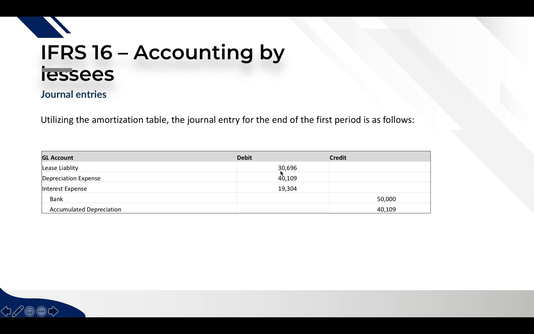So that's 30,696. Depreciation expense at the end of year one is 40,109, which is your net asset balance amortized over 10 years. And then the debit would be interest expense, again 19,304. This is the interest expense in year one, the application of 5% on your lease liability balance. So 19,304, and credit would be bank, which is your lease payment of 50,000, and the other credit would be accumulated depreciation of 40,109.